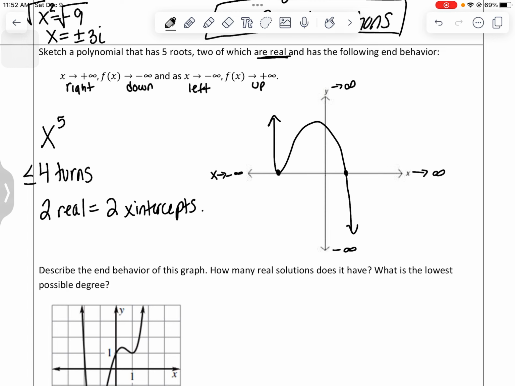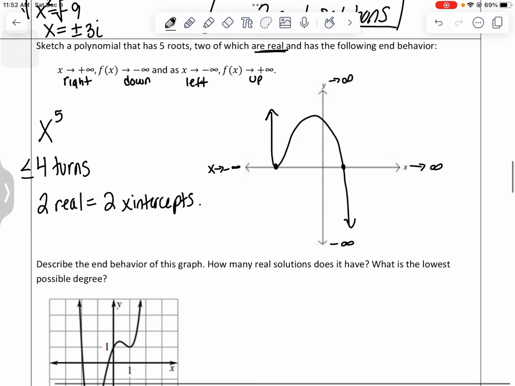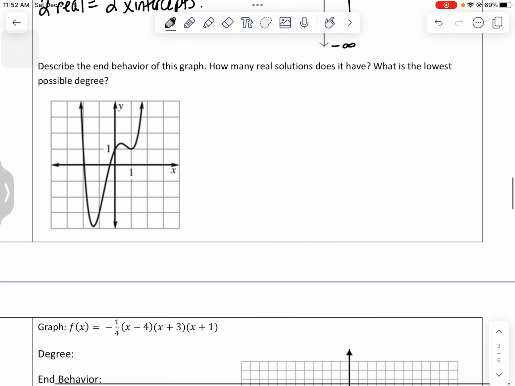Could have up to 4 turns. Since it's a degree of 5, I know I'm going to have end behavior that's going in different directions.